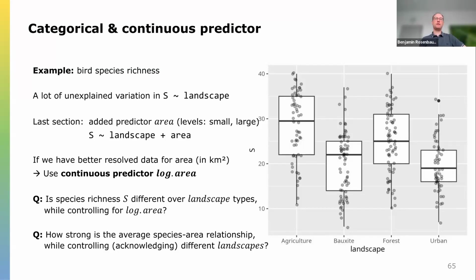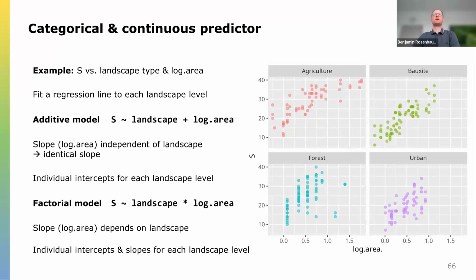But if you have better resolved data, you can use this as a continuous predictor. So the questions could be the same as before, but now you want to account for that you actually have the continuous predictor area, and here you would potentially use log area as a predictor. So here's just a plot of the data.